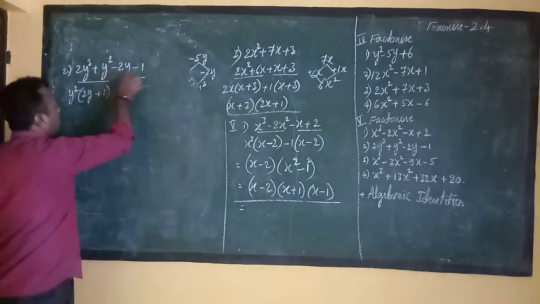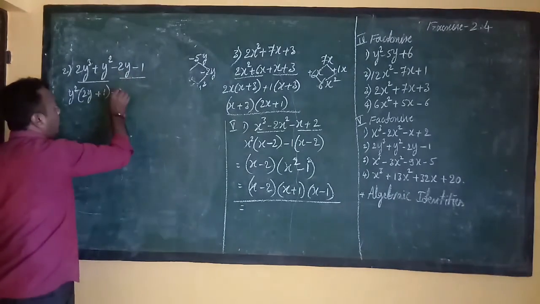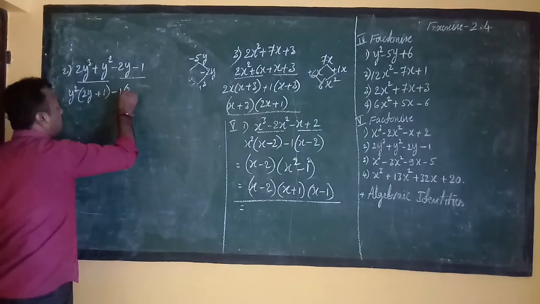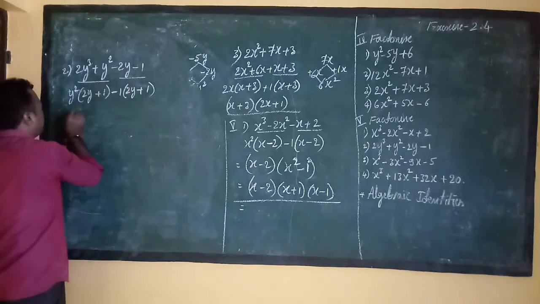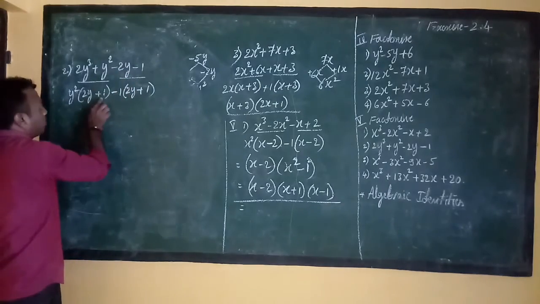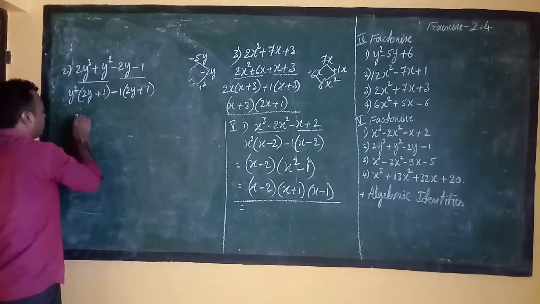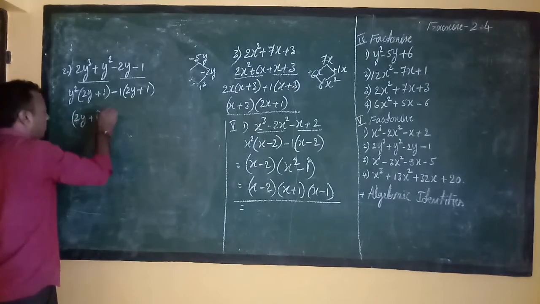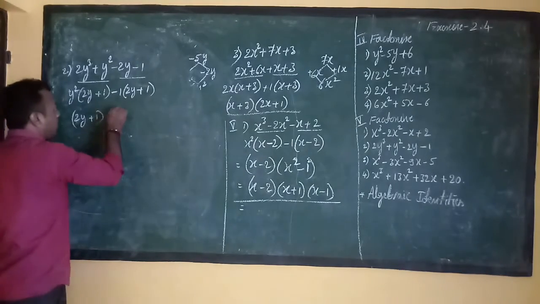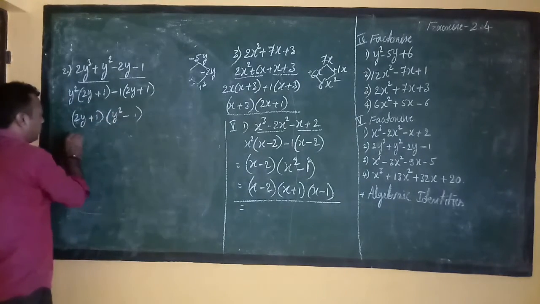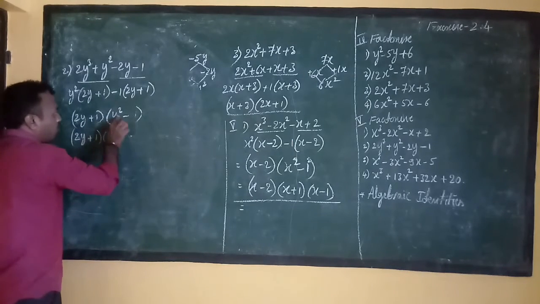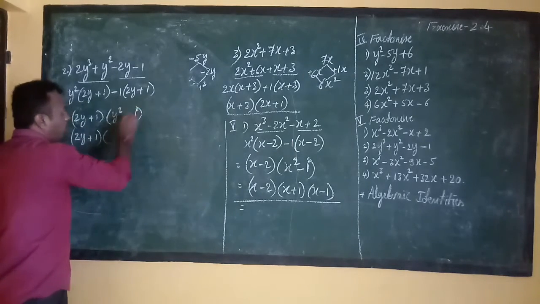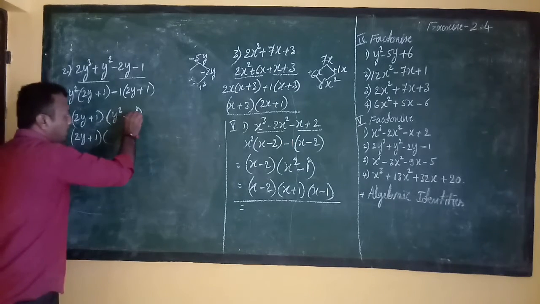Minus is common and 1 is common. The remaining is 2y, minus becomes plus, and the remaining is 1. 1 into 1 is 1, 1 into 2y is 2y. Then y square times (2y plus 1), and 2y plus 1. We take out the common factor, and the remaining is y square minus 1. Here, 2y plus 1, then again y square minus 1, where 1 is 1 square, and 1 square is nothing but 1.